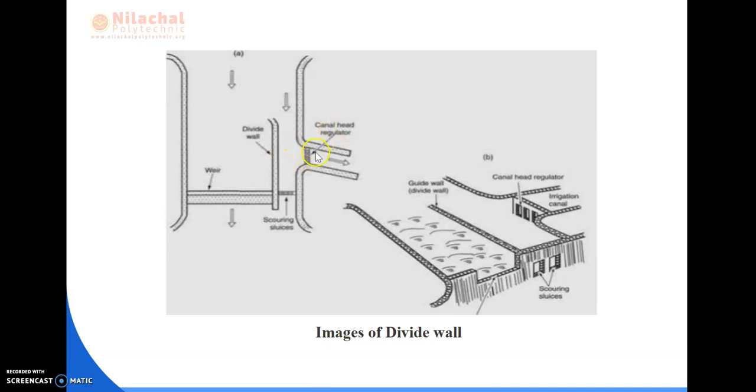We have to regulate the flow of the water, and also you can see the images here. This is also the divide wall. Okay. This is the canal head regulator. This is the scouring sluices. You can see that is known as undersluices.